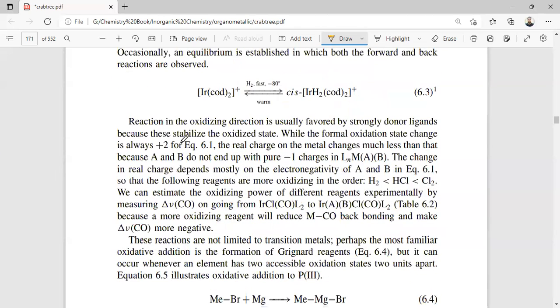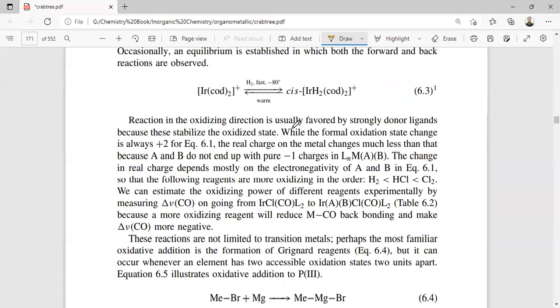The reaction in the oxidation direction is usually favored by strongly donor ligands because they stabilize the higher oxidation state. That means a more electron-rich metal center will favor the oxidative addition reaction. While the formal oxidation state changes always by 2 units, the real change in the metal is much less, because the A and B don't end up with a pure -1 charge. In reality, the change in the real charge depends mostly on the electronegativity of A and B. The following reagents are more oxidizing in order: H2, HCl, and Cl2.